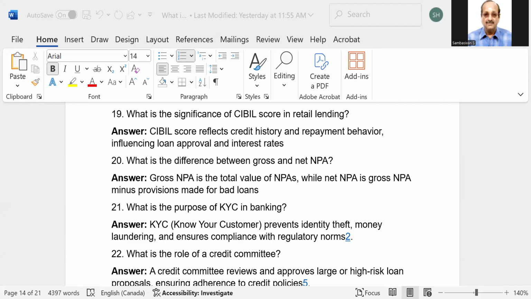What is to be given by LC can be given by LC only. But what is to be given by guarantee also cannot be given by LC. What is to be given as guarantee, that will be given as guarantee. Understood, sir.